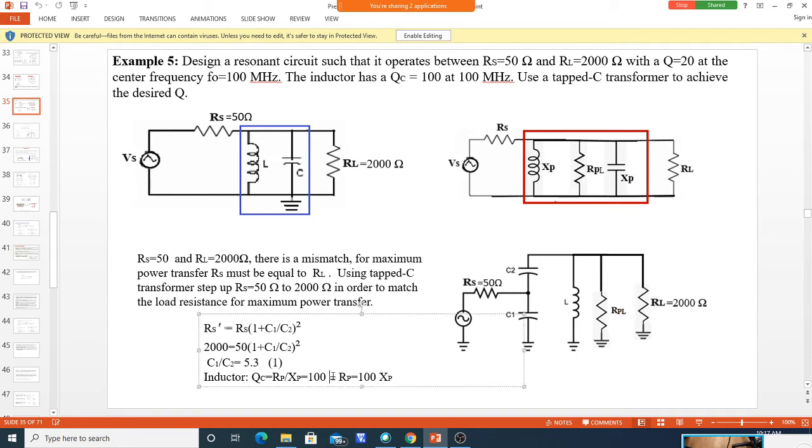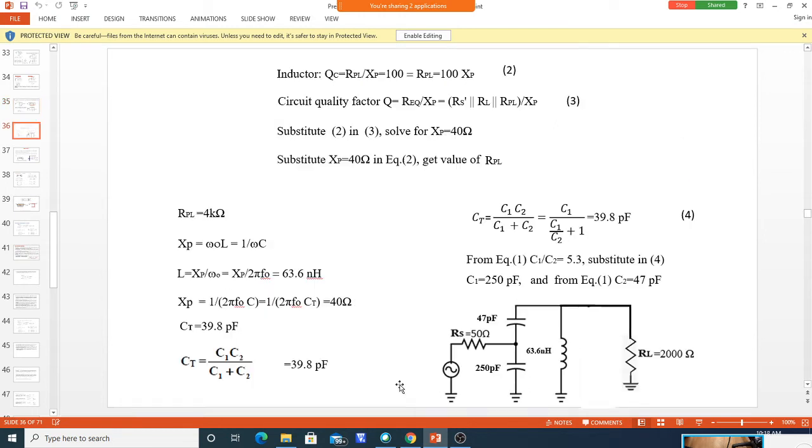So this RP is equal to 100 XP from this equation. Next, I have written RPL, that is the inductor resistance, divided by XP equal to 100. So from here RPL is equal to 100 times XP. This is from the quality factor of the inductor.